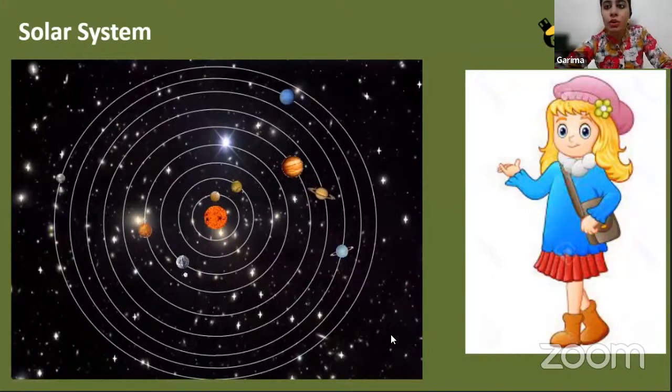Now let's come to our solar system. In the solar system, we know the earth revolves around the sun, right? In a circular manner. So it takes 360 degrees. From 1st January to 31st December, it completes one revolution. So it is 360 degrees.